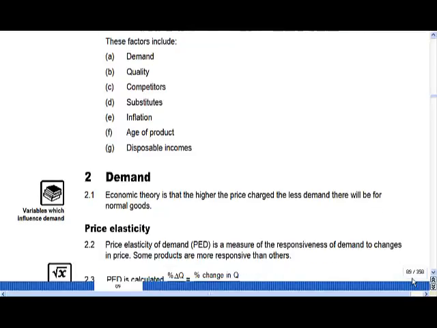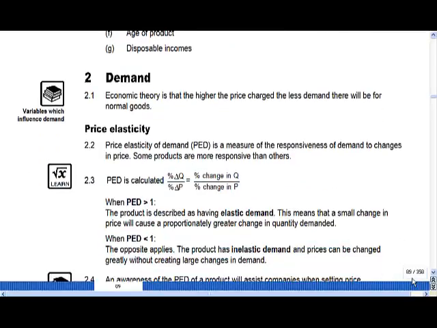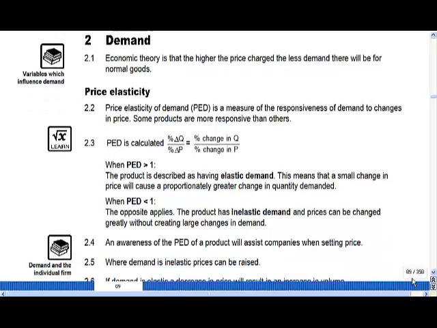Section 2, the first bit here is concerned with price elasticity of demand. Price elasticity of demand is basically measuring how responsive our demand is to any change in price that we make. Now, understanding this is important because it allows you to understand whether you're able to set a higher selling price for your goods or whether if you do that, demand will fall and actually you'll bring in less overall revenue.